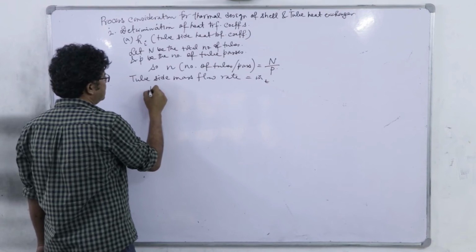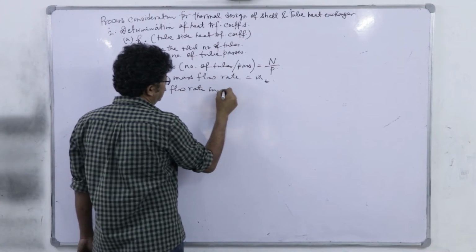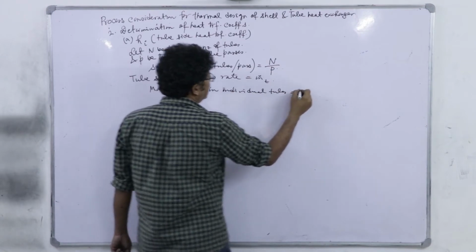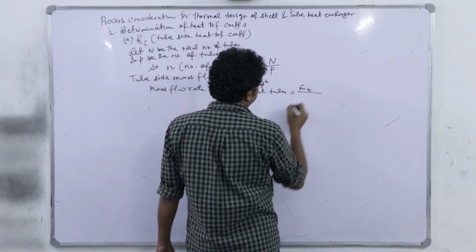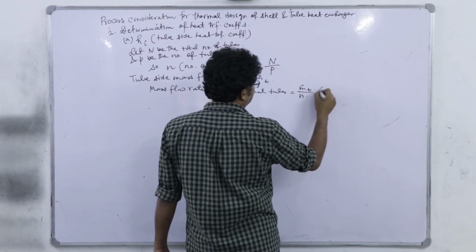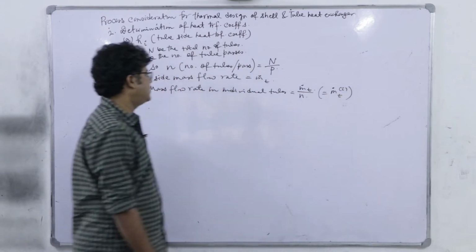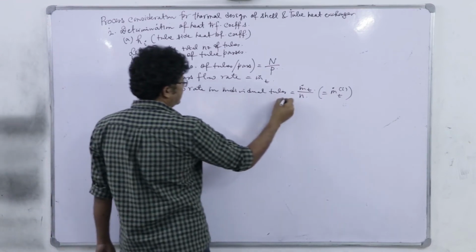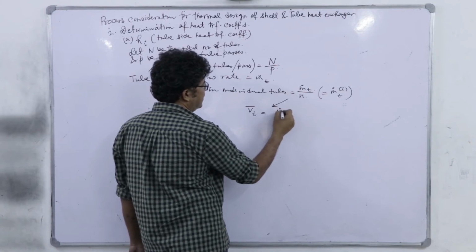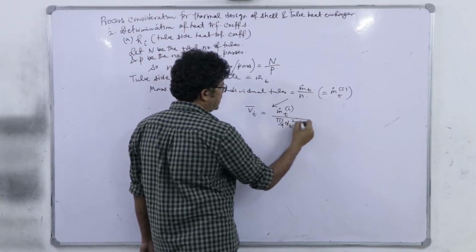So, mass flow rate in an individual tube will be equal to m dot T divided by this small n, right, and let us call it m dot T superscript I. So, from here you calculate the average velocity of the tube side fluid as V bar T equals m dot T superscript I by pi by 4 dt square into rho T.